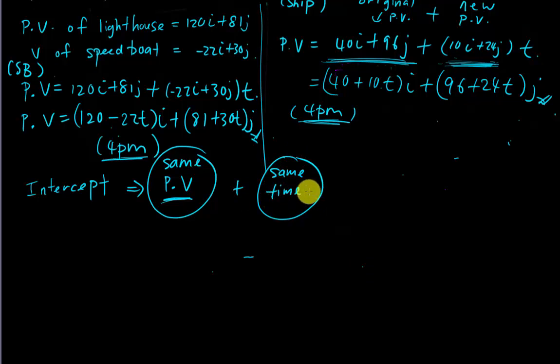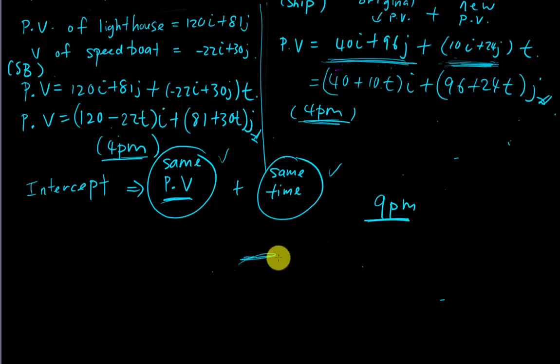So that means if I say the speedboat is going to intercept with the ship at 9 p.m., that means when they meet, the speedboat will be at 9 p.m. and the ship itself will also be at 9 p.m. So they will have the same t value. There must be the same time and the same position vector. This is something very important for intercept.